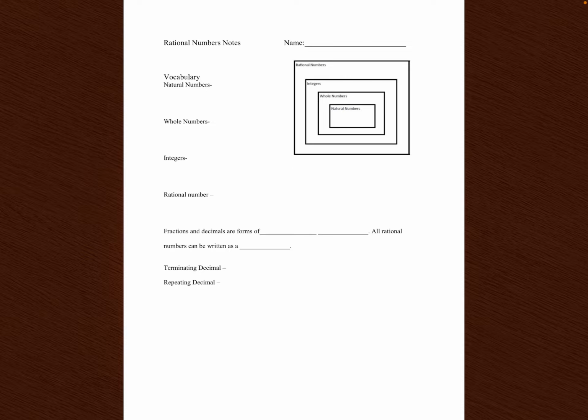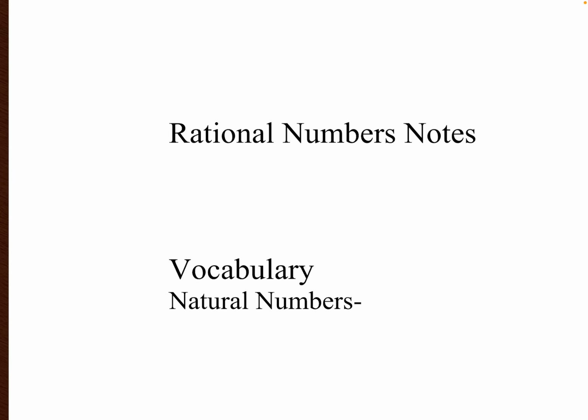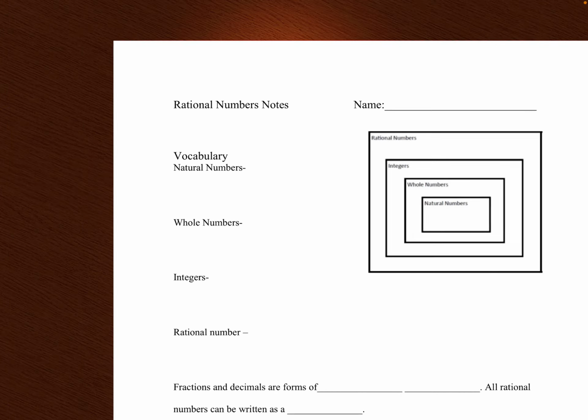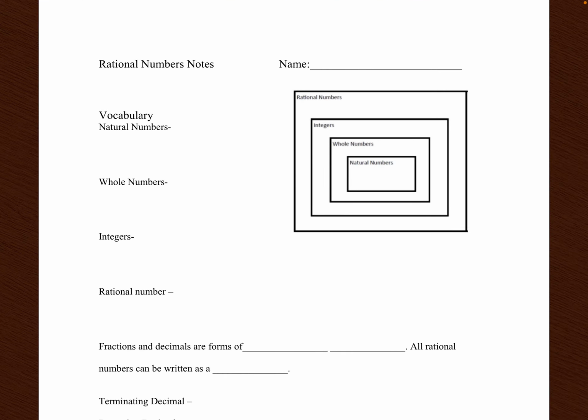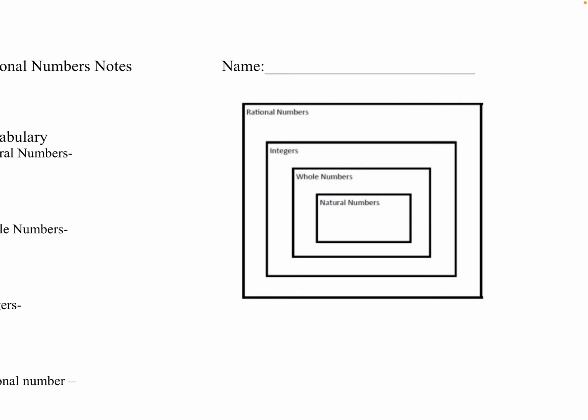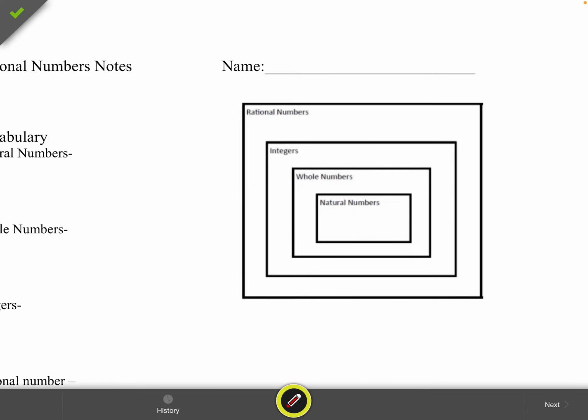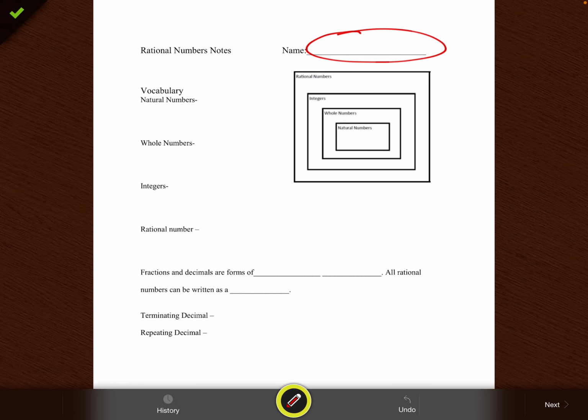Please make sure you have the paper copy of the rational numbers notes, or if you want, you can download this as a PDF on my Schoology and just convert it to Cabinet and fill along with me as I am working, okay? Let's start off by making sure we fill in our names here, so that way I as a teacher know whose is whose.